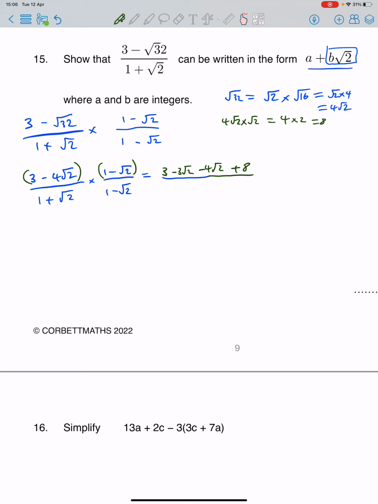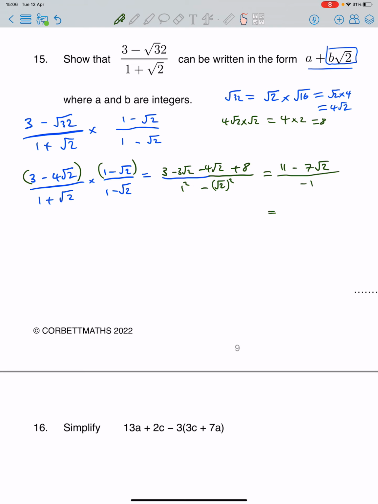So you could expand it out the long way and simplify it, or you recognize that it's the same thing as 1 squared take away the square root of 2 squared, which will then simplify. Again, if you need to expand this the long way, then you can do that. Simplifying the top, we get 3 plus 8, which is 11. And then minus 3 root 2 minus 4 root 2 is minus 7 root 2. And that's all divided by 1 squared, which is 1, minus root 2 squared, which is 2, so it's 1 minus 2, which is minus 1.